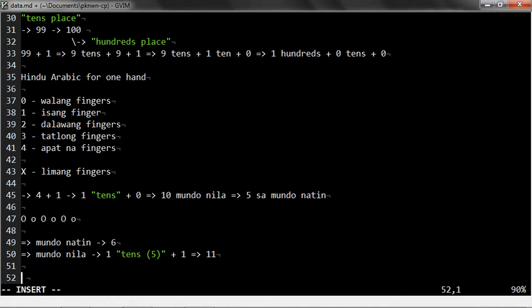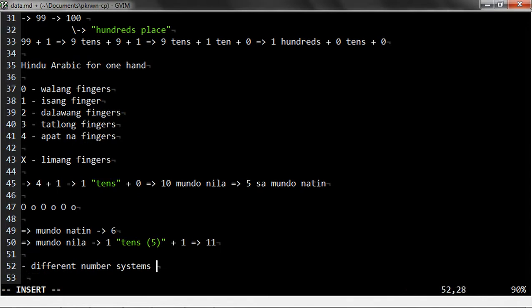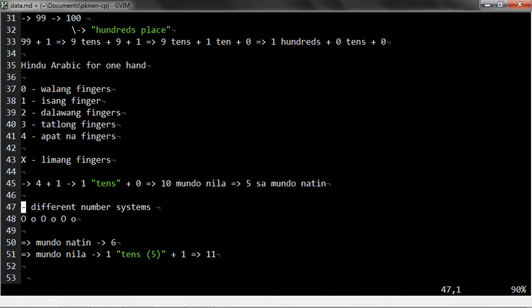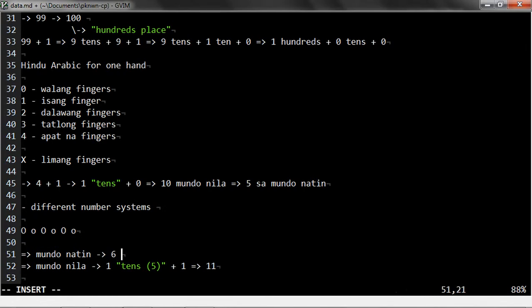So, ano yung point nito? Well, we're going to reach that. Pero point dito is, different number systems. Yung ginamit natin kanina, yung normal na number system natin, this is base 10. Tawag na rito base 10 kasi ang basehan natin ay 10 placeholder, 10 daliri. But in this case, ang base natin is 5. Pag umabot ka na ng 5, iusog mo na yan sa kaliwa bago mag-umpisa ka na magbilang.